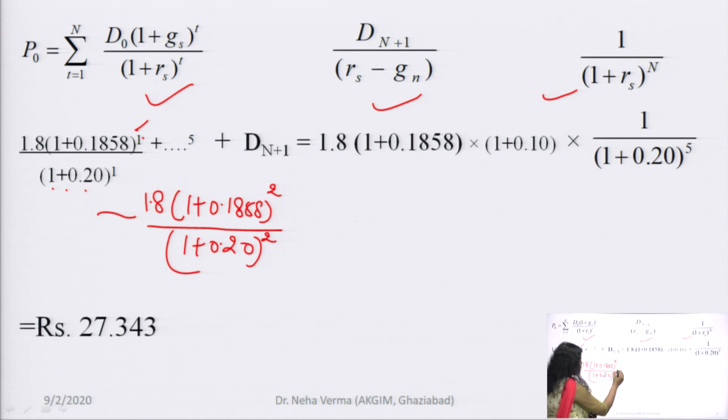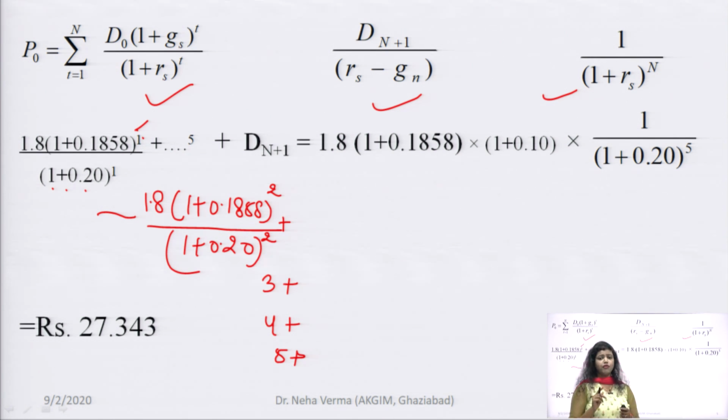Similarly, we will add for the third year, then for the fourth year, and then for the fifth year. It will be done for the entire 5 years for which the first phase lasts in the question. Then coming to the second phase, now this is the solution of the first phase.